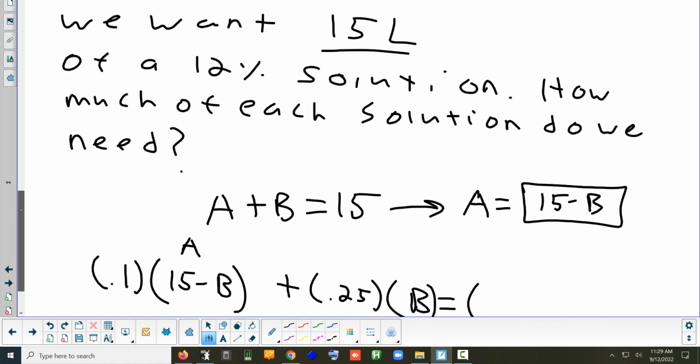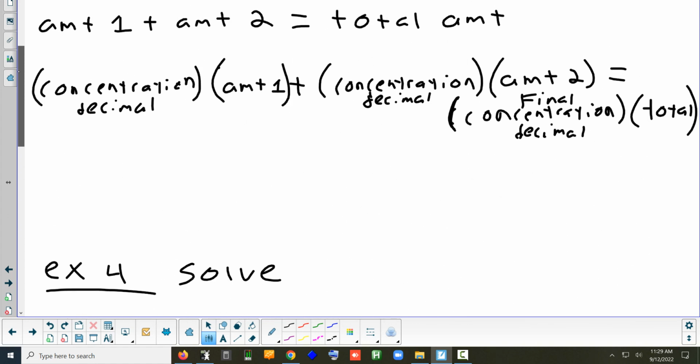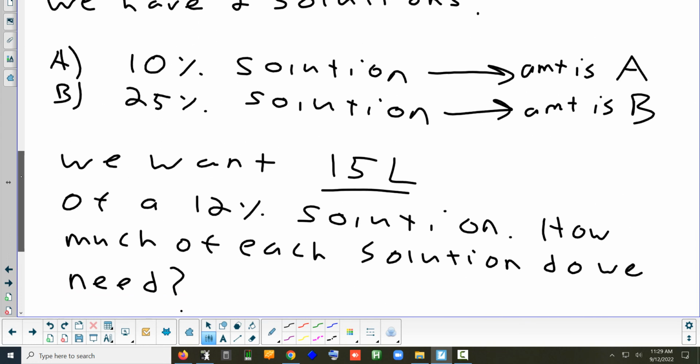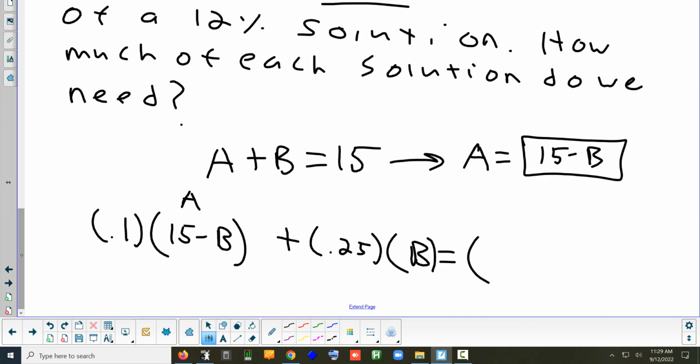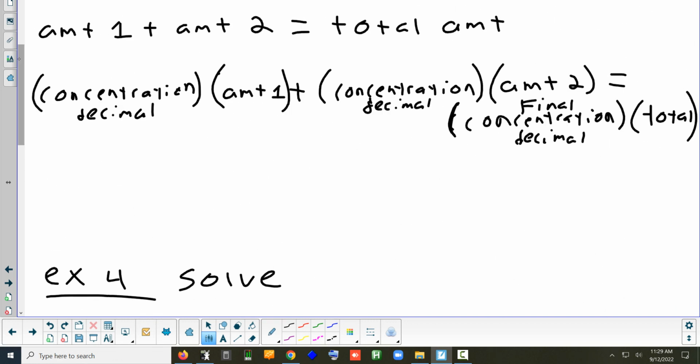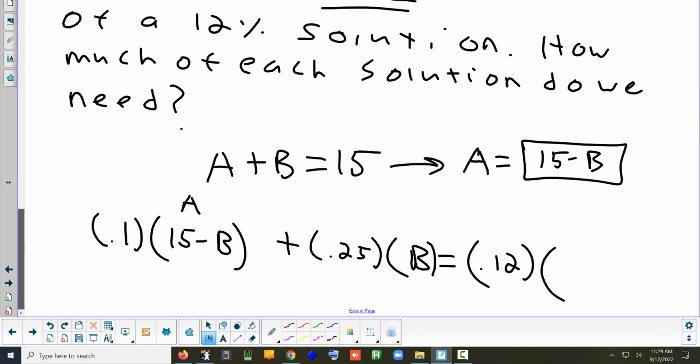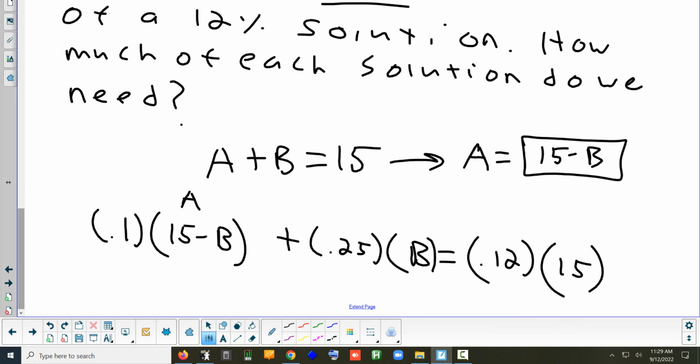And now, what's the concentration for the final, when I mix it together? And what is the total amount of solution that I want to have? 15. Now, by doing that step we did up above, we did the substitution in our head. Now we don't have to do the substitution at this step. We just did it right as we wrote the equation. If you didn't, you would now have to solve this equation for A or B and substitute it in.